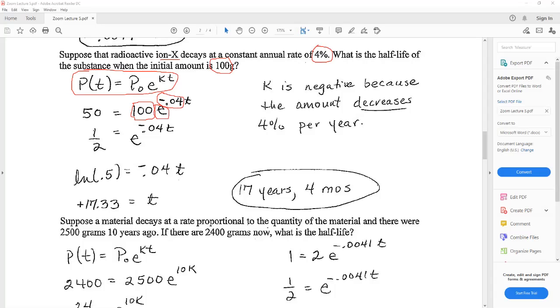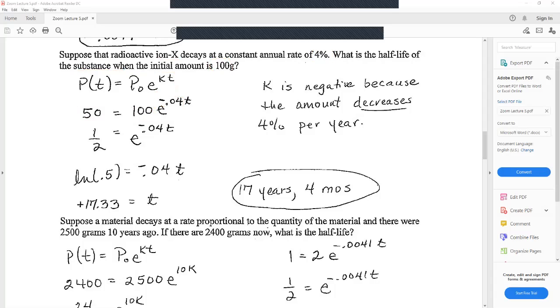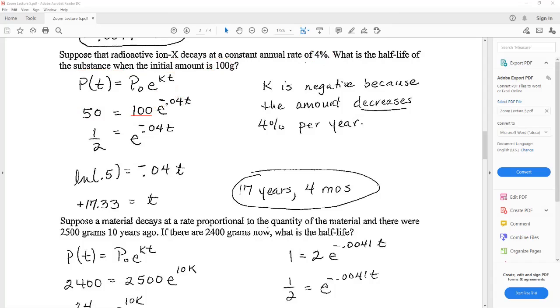Well, the half-life would be the amount of time that it takes to go from the initial amount to half of its amount, which would be 50. And the rest of this is just really algebra. So I've got the initial amount here. I want to know how long it takes to get to 50 if I know the decay rate. In this problem, they give us the decay rate, k. I didn't have to solve for it. So how long will it take?